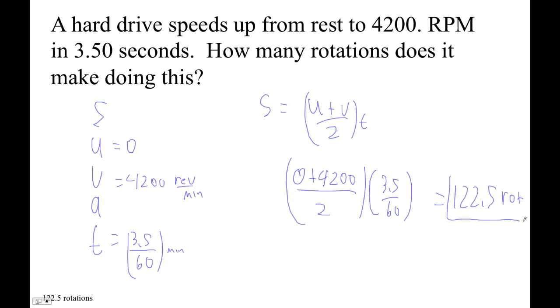rotations. Now, the only wonky thing about this is the idea of this being your time, 3.5 over 60. If you understand that, that's an easier way to do it. We don't even have to use pi. In the previous example, when I did this, I multiplied by 2 pi and then I had to divide by it. Such a lot of work.